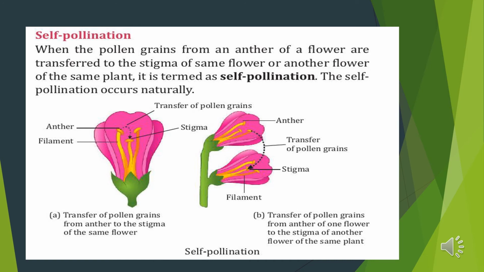It occurs by itself. See figure A: transfer of pollen grains from anther to the stigma of the same flower. You can clearly see in this figure the anther and stigma, and there is a transfer of pollen grains from anther to stigma. And in the second figure, transfer of pollen grains from the anther of one flower to the stigma of another flower of the same plant. These both processes are called self-pollination.